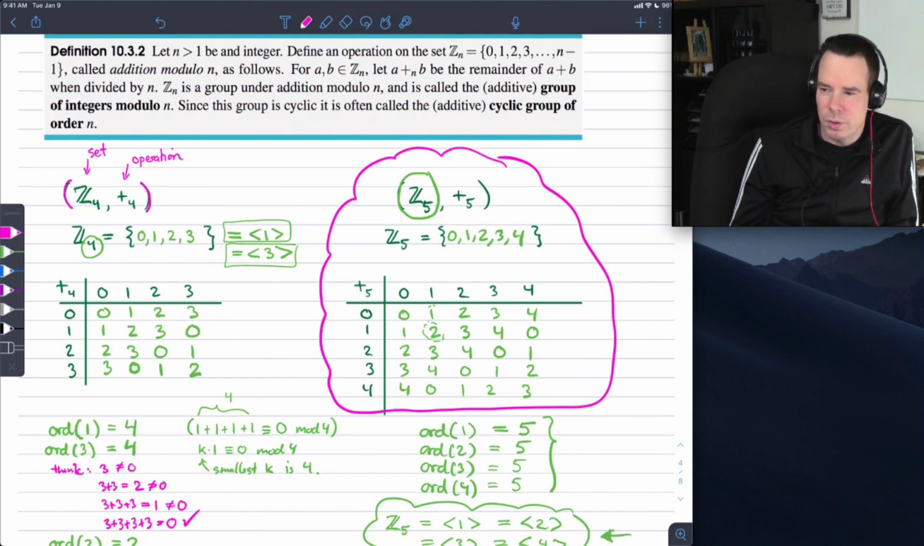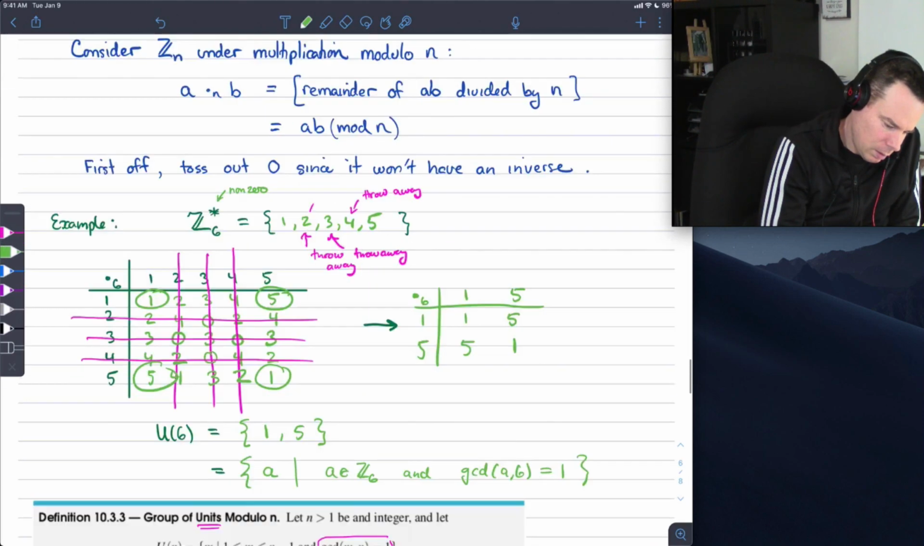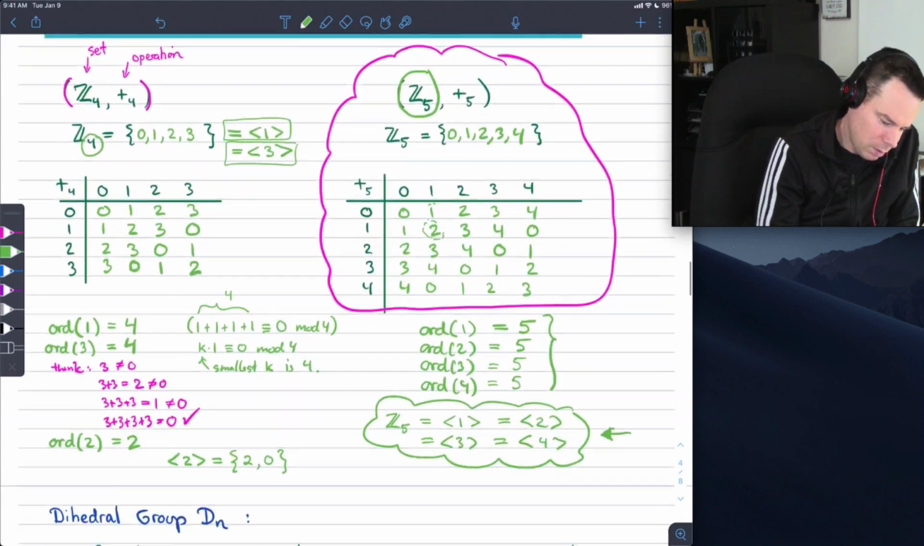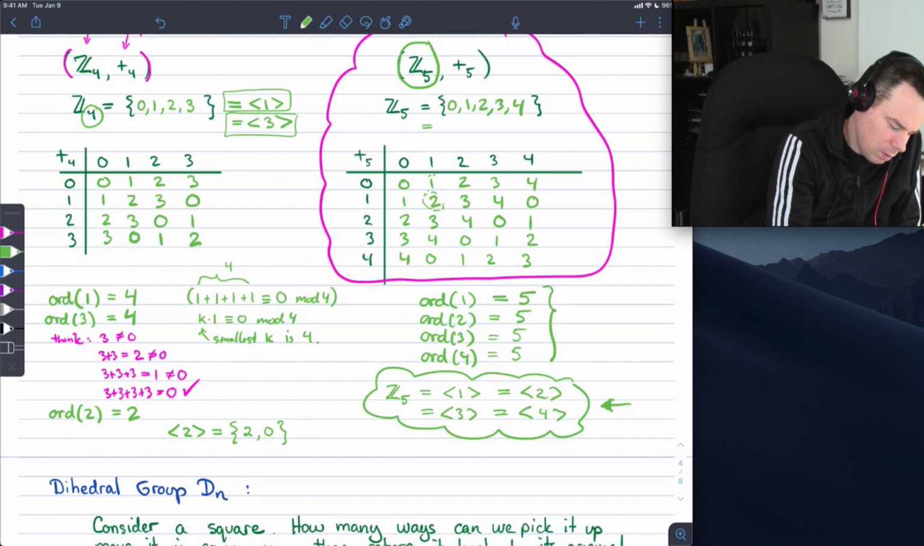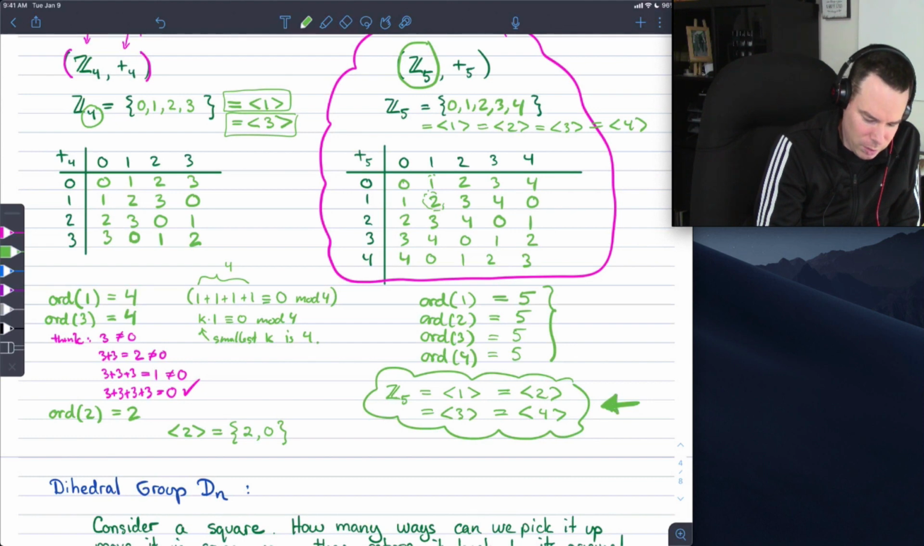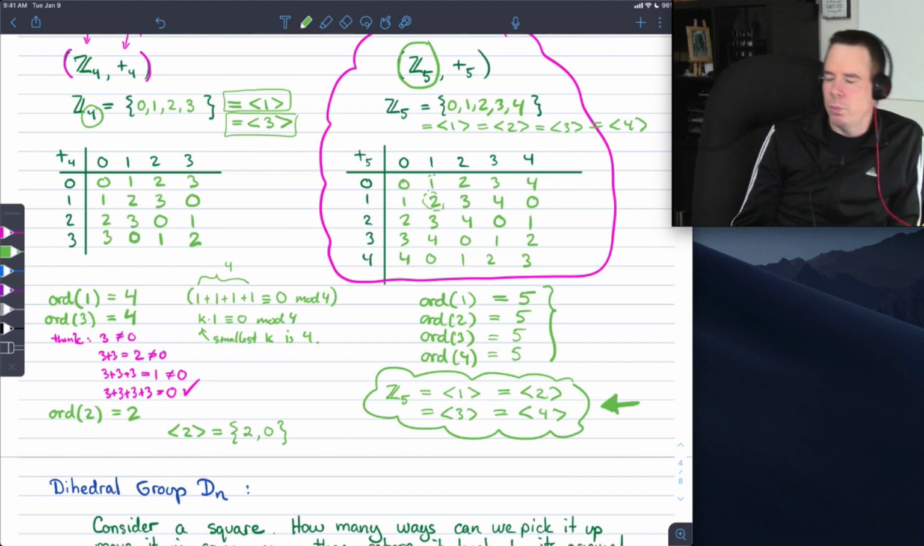What are the orders of all these elements? Well, 1, 2, 3, and 4 all have order 5. So that means that Z5 could be generated by 1, or we could also think of it as being generated by 2, or by 3, or by 4. In other words, that's what we wrote down here at the very bottom when we were talking about this topic before: all the orders of the elements are 5.